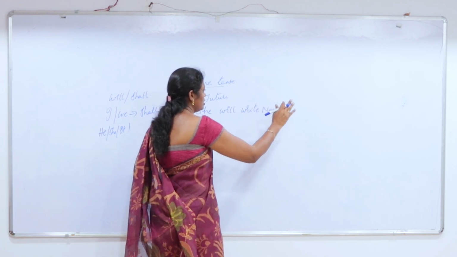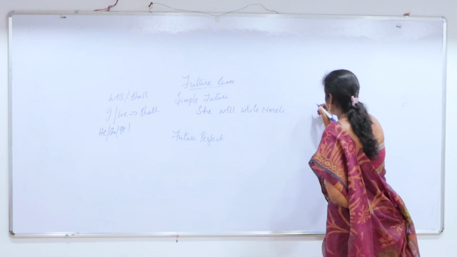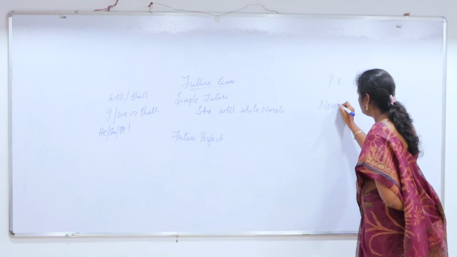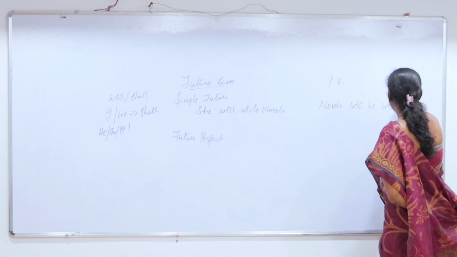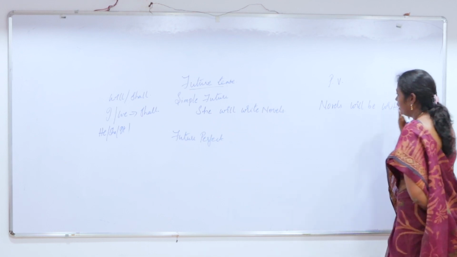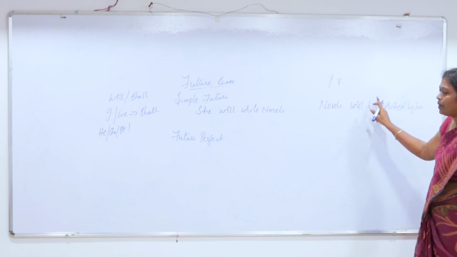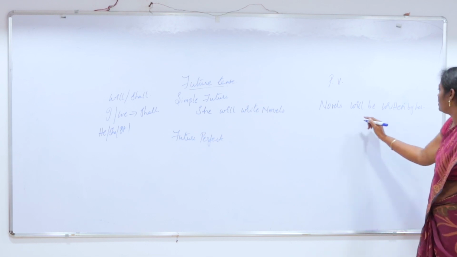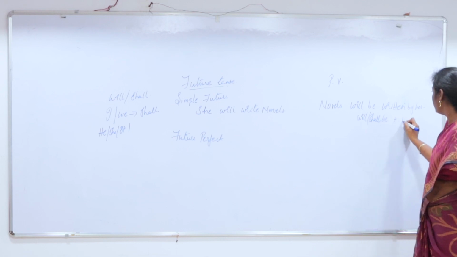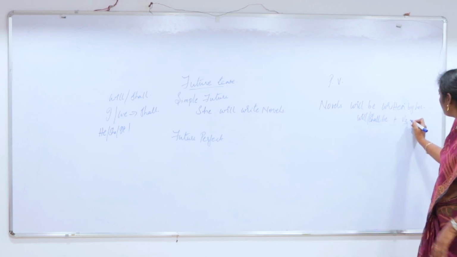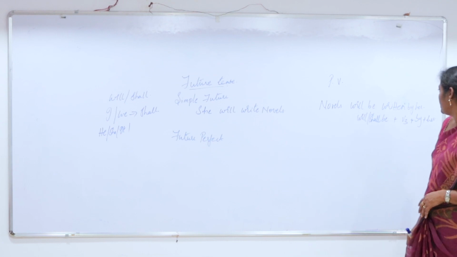Now how do we change this into passive voice? When it goes to passive voice, how do we write this? Novels will be written by her. I hope you have noticed there's nothing much here. It is will plus be, will be plus V3 form. Will or shall be plus V3, that is past participle, plus by. Whatever it is, here we are using her.